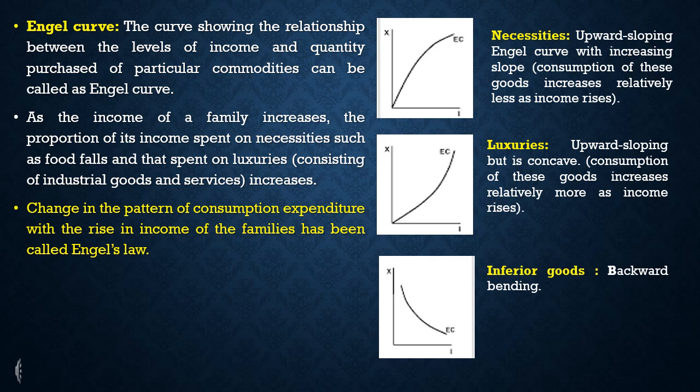For luxuries, upward sloping but is concave. Consumption of these goods increases relatively more as income rises.